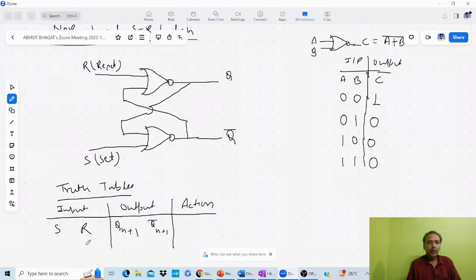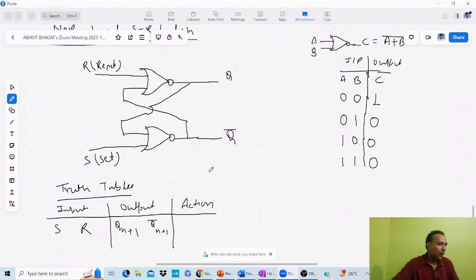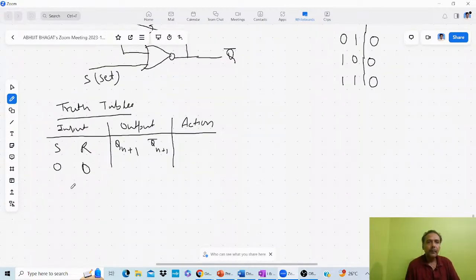Next we discuss this. By using S and R, 4 combinations will be there: first we take 0, 0, then 0, 1, then 1, 0, and 1, 1. These are the inputs.